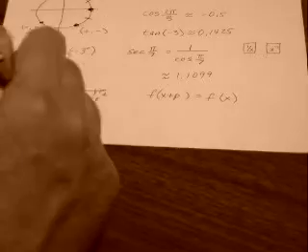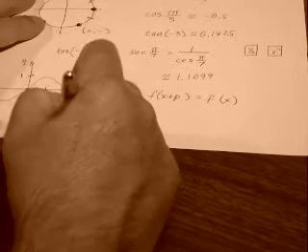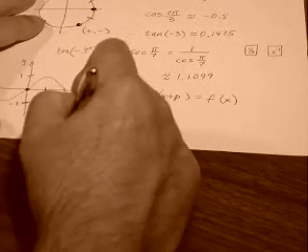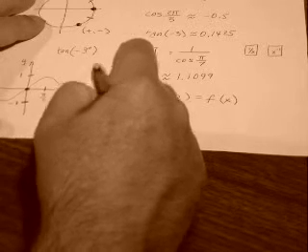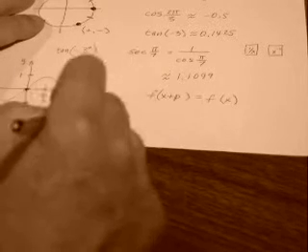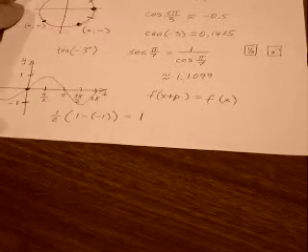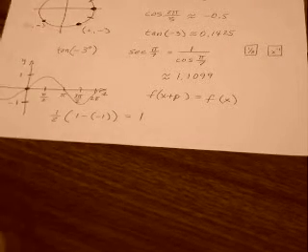So the amplitude would be half of the distance between the maximum and minimum, which would be 1/2 of 1 minus -1, which would be 1/2 of 2, or 1. So the amplitude of this graph is 1 unit. Same thing with a cosine function.